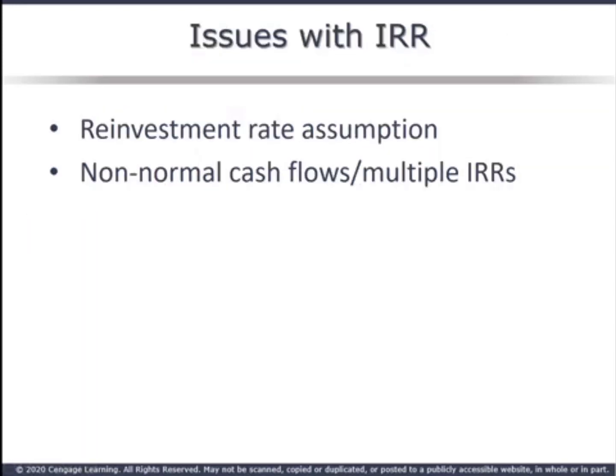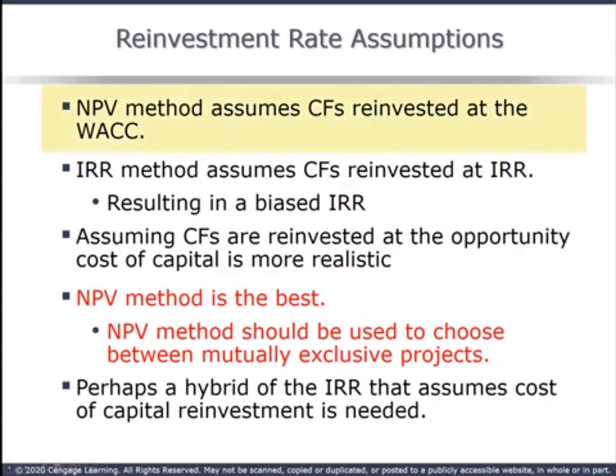Let's look at the problems with internal rate of return mentioned in Part A. The IRR methodology has two serious issues: the reinvestment rate assumption and multiple IRRs when you have non-normal cash flows. NPV assumes reinvestment of inflows at the cost of capital, while IRR assumes reinvestment at the internal rate of return. This means if the internal rate of return is 25%, inflows are reinvested at 25%, which probably overstates the internal rate of return. Reinvestment at the cost of capital, a market rate, is more realistic. NPV should always be used to choose between mutually exclusive projects.